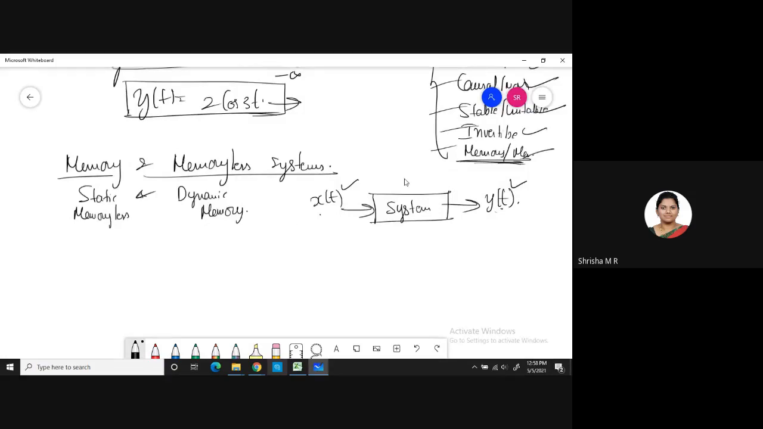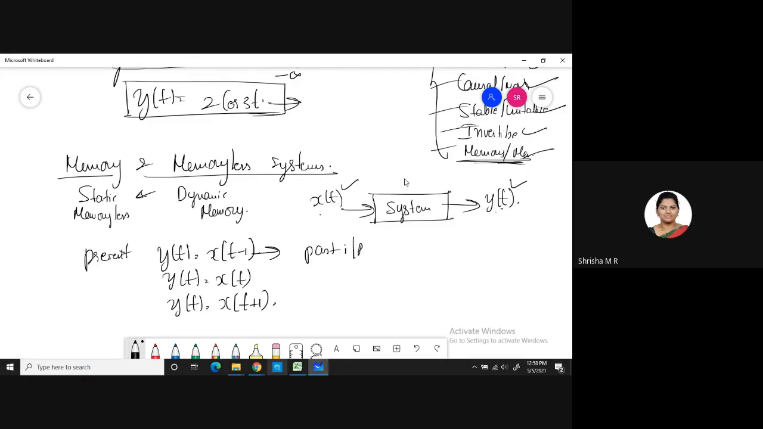So we have y of t is equal to x of t minus 1, and y of t is equal to x of t, and y of t is equal to x of t plus 1. In the first case, present output is dependent on past input. Here, present output is dependent on present input. And in the third case, present output is dependent on future input.